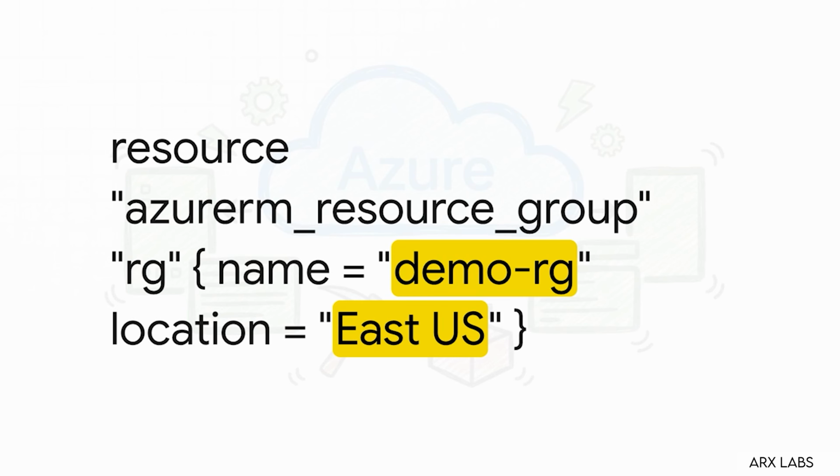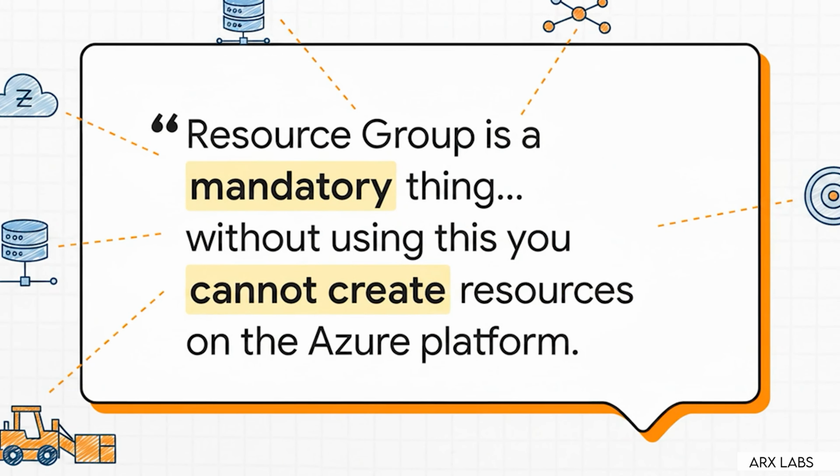Now, don't think of this like some scary, complex programming. It's more like a recipe or maybe a simple shopping list. We're just telling Terraform, hey, I want one thing, please. We're telling it we need a container for all our future stuff, what we want to call it, and where in the world we want it to live. It's really that simple. So why do we start with this specific thing?